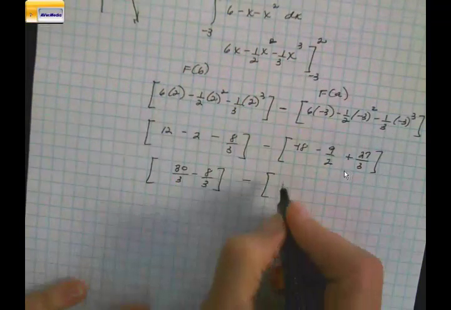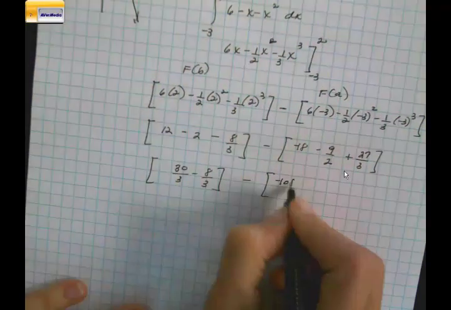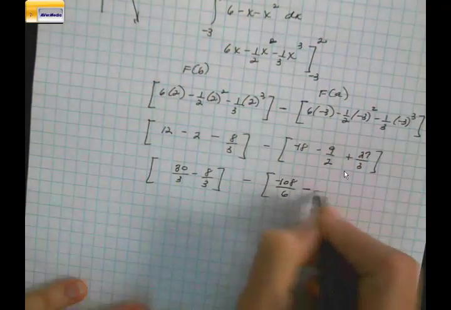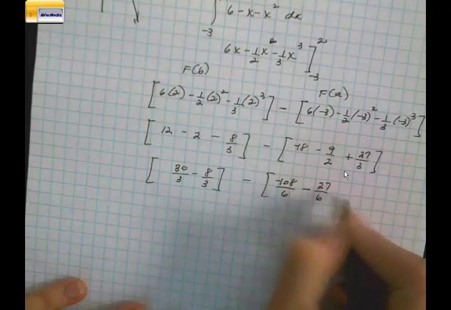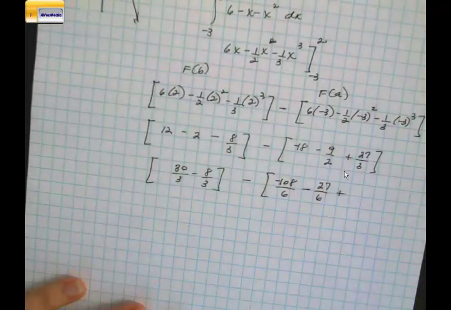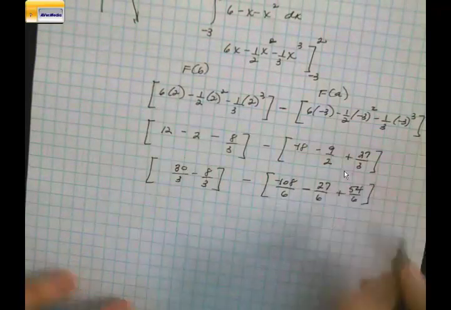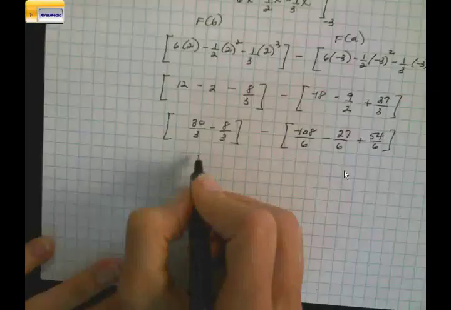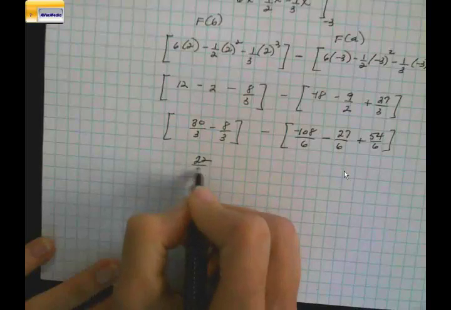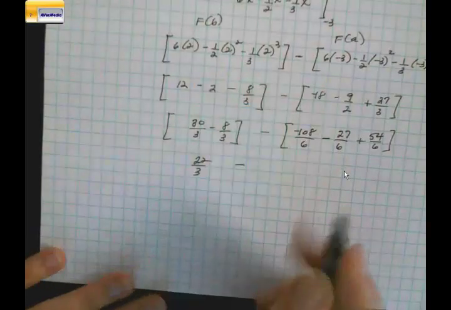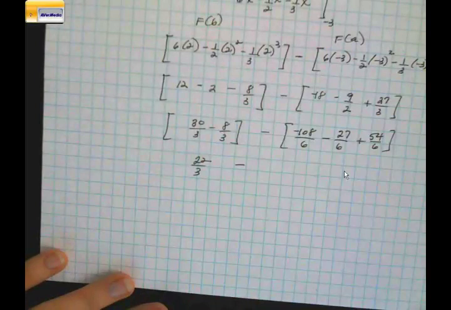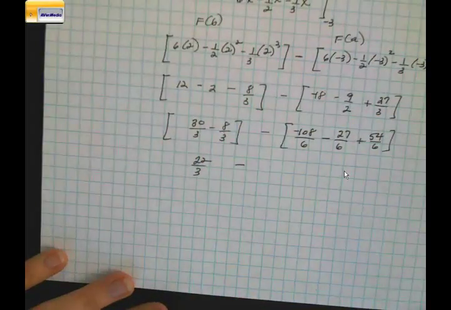Okay, so this is what? A negative 108 over 6 minus 3 times 9 is 27 over 6. 27 times 2 is 54 over 6. Good grief. So this is 22/3 minus, what's all that mess? 108 and 27 and 54. Should I get a negative 81 over 6?